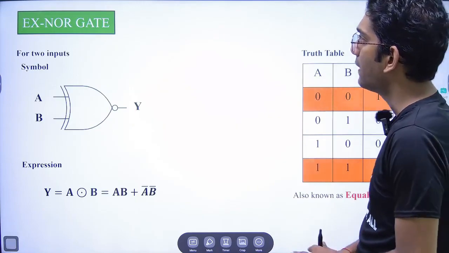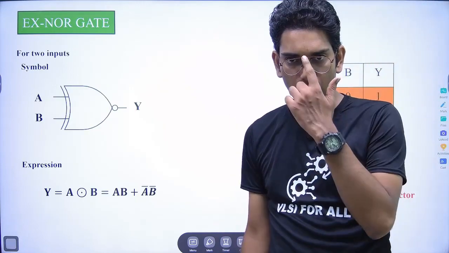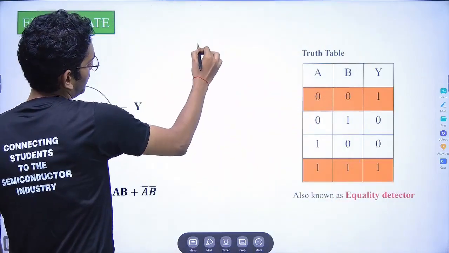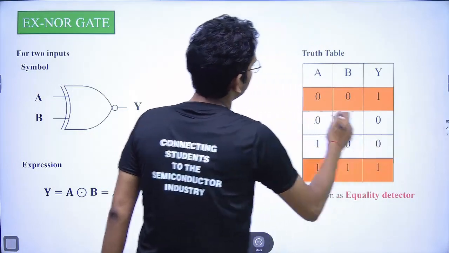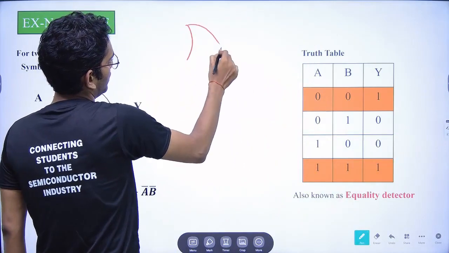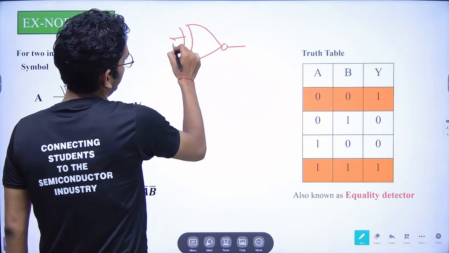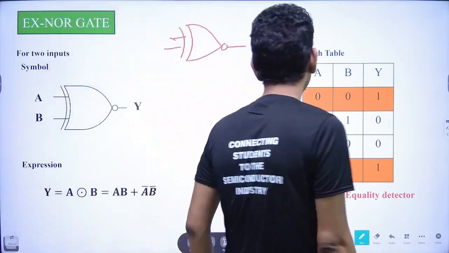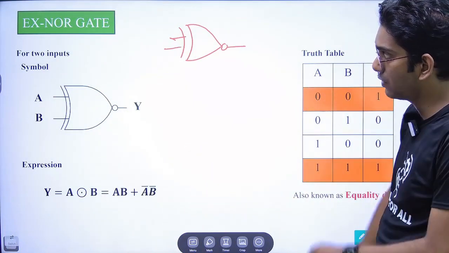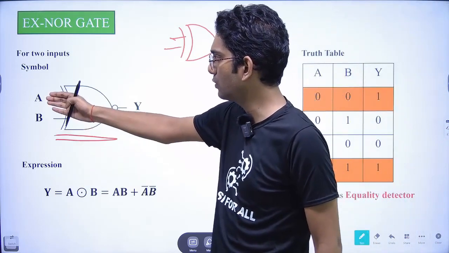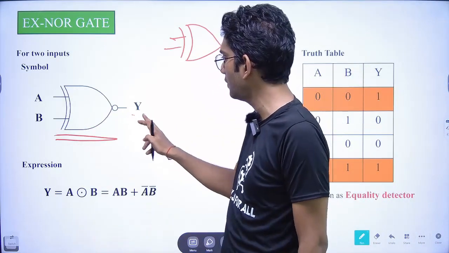Now coming to the XNOR gate. The basic symbol of the XNOR gate is the XOR gate symbol with a dot, a bubble, at the output. This is the basic symbol of the XNOR gate. Here two inputs are present, A and B, and we are getting the output Y.